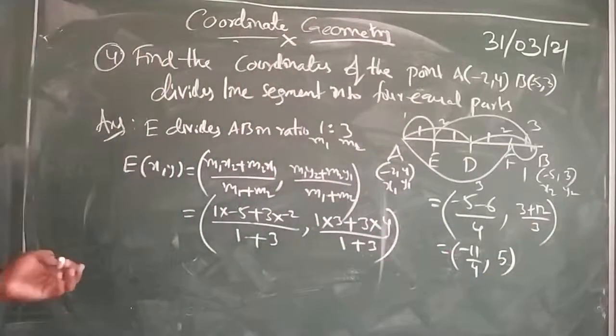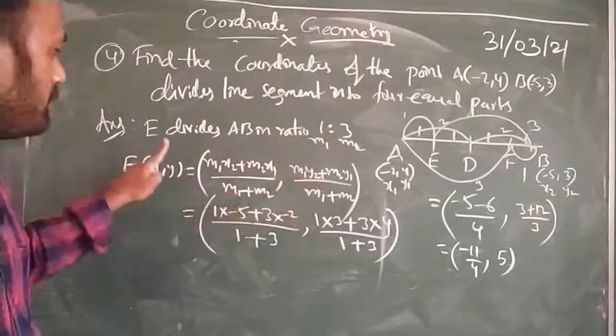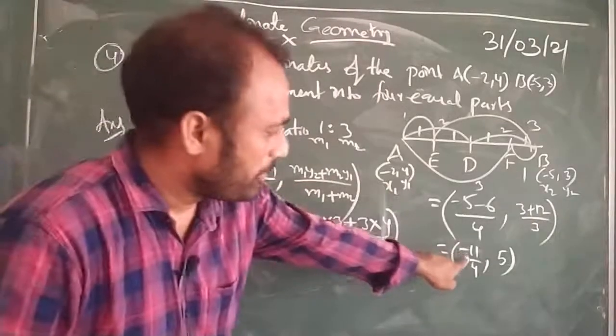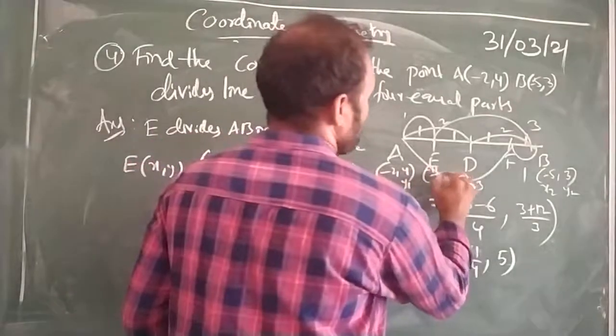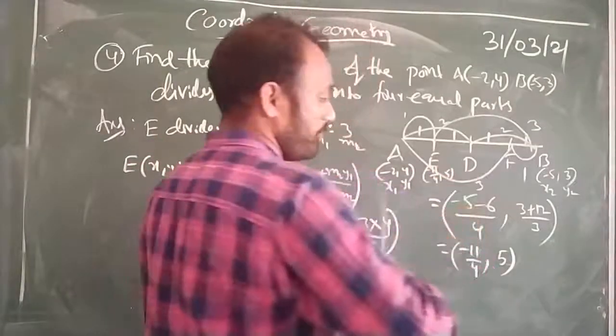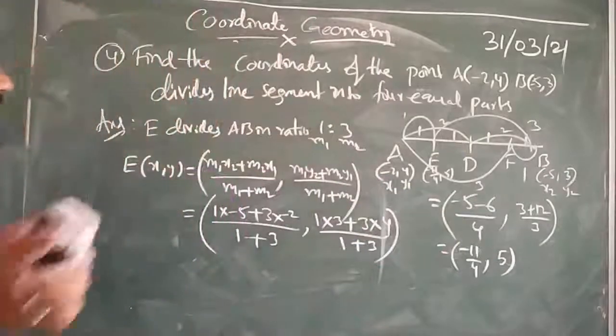So the coordinates of point E are, what is the point we got here? Minus 11 by 4, comma, 15 by 4. Let me write here. Minus 11 by 4, comma, 15 by 4.